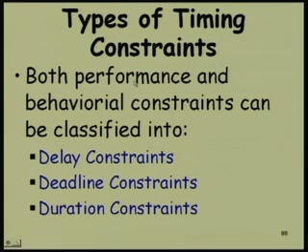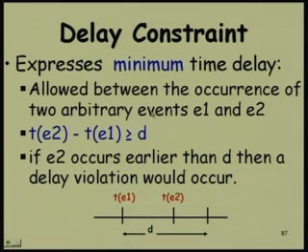Now, again we can classify these different types of constraints, both the behavioral constraint and the performance constraint, into three types. One is a delay constraint, another is a deadline constraint, and one more is a duration constraint. Let us look at these three types of constraints and how they become applicable to these three types of events with some examples. Now, let us look at the delay constraint.